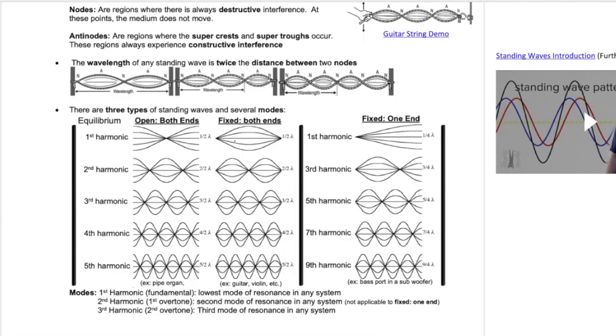And that is what we have modeled here. So with our first harmonic, one antinode, second harmonic, two antinodes, third harmonic, three antinodes, etc. So this is fixed at both ends.